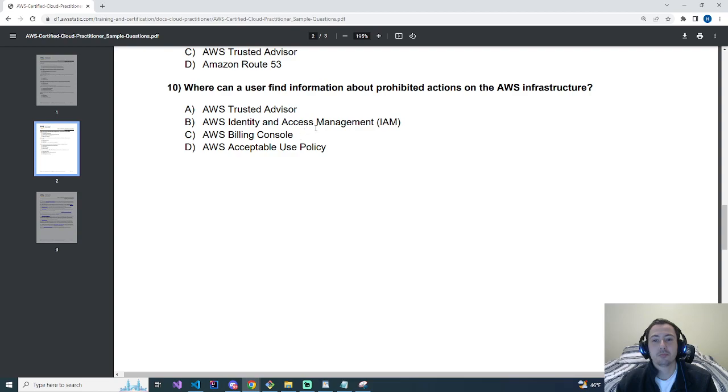Right off the bat, this one doesn't really make sense. These are kind of separate topics, billing versus rules. So I don't believe it's C. Identity and access management, this seems a little bit different. Trusted Advisor, maybe, but I'm feeling pretty strongly towards AWS Acceptable Use Policy. That seems to make sense to me. So I'm going to lock that in as my final answer, and let's see.